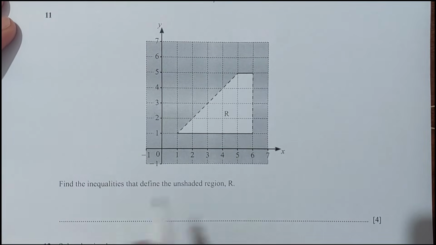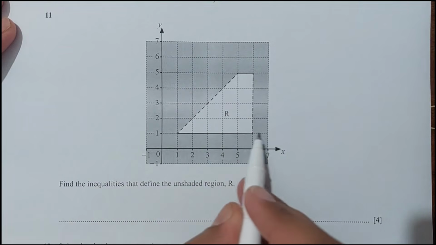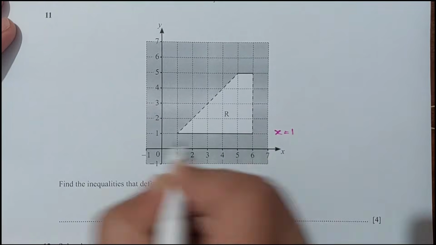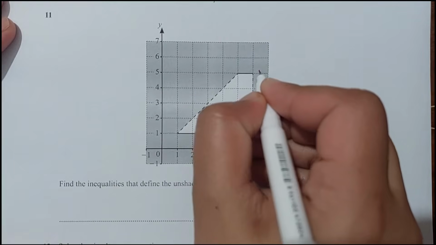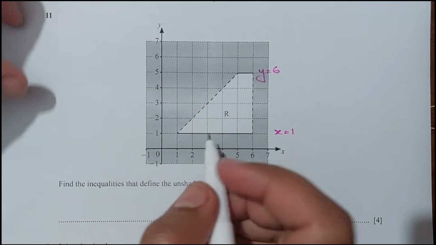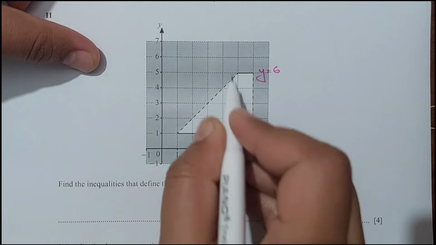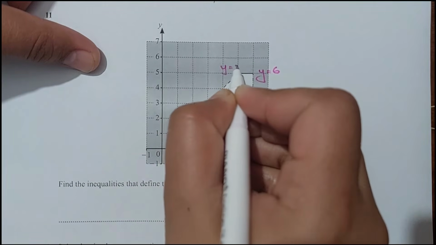Question number 11. Find the inequalities that satisfy the unshaded region R. So what is this solid line? This solid line is x equals 1. This line is y equals 6. And what is that line? 1, 1, 2, 2, 3, 3, we have 4, 4, 5, 5. So y equals x. Yes, this line is y equals x.